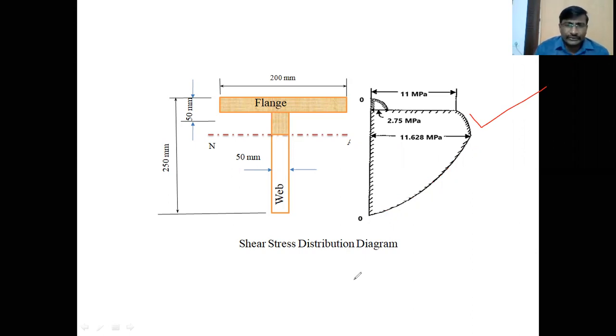So let us close this class up to now. Let us look at another problem, another different T section problems. One or two problems are there in the shear stress chapter. After that, we can close this chapter and we can go for unit 4. Okay, students, bye.